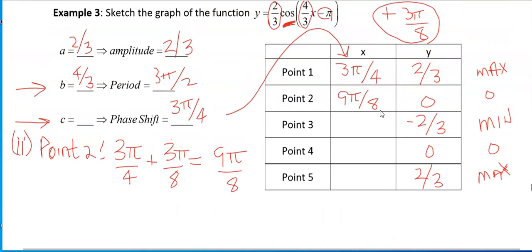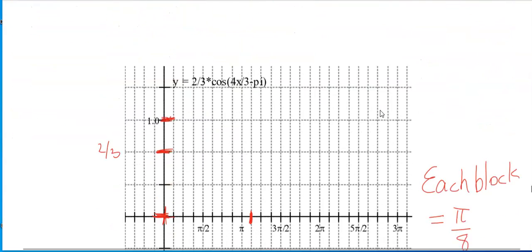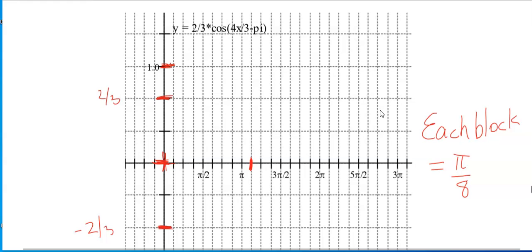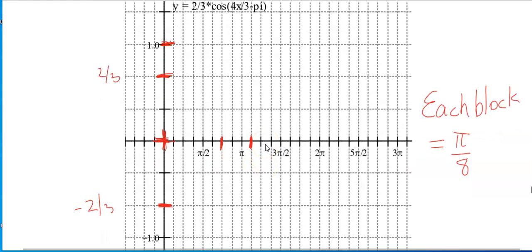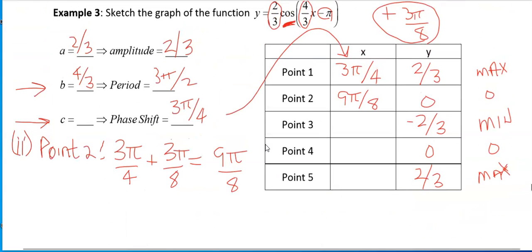3 pi over 4, well, think of that as 6 pi over 8. So again, from the origin, I'd go 6 blocks to the right. 1, 2, 3, 4, 5, 6, and right there you go. There's your 6 pi over 8 or 3 pi over 4. But you see you're going to have to be moving, between adjacent x values, 3 blocks to the right. And that's going to be happening all the time. All kinds of little tricks if you think about it carefully.